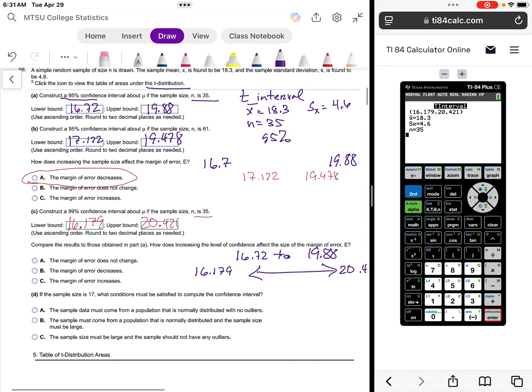It made the interval bigger, but also that makes the margin of error increase as well.